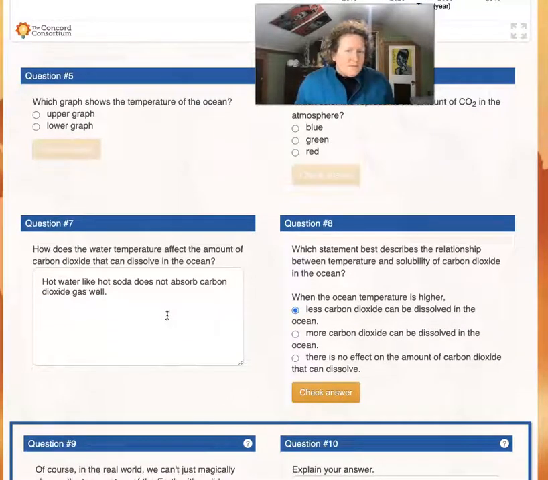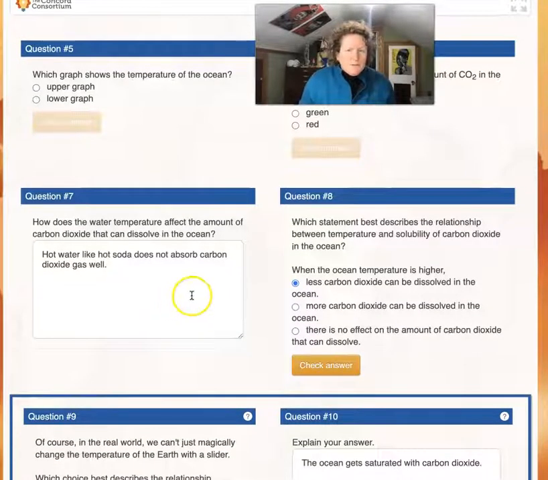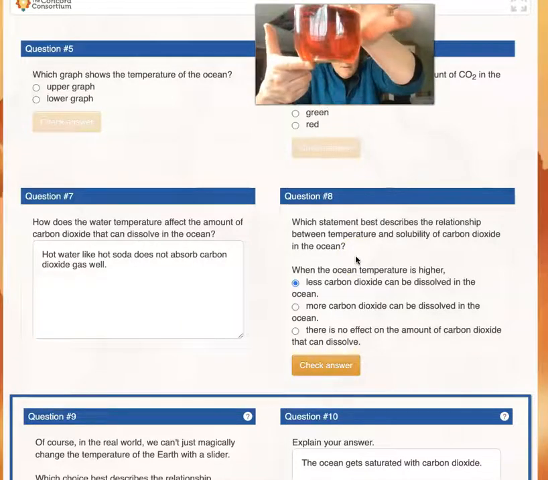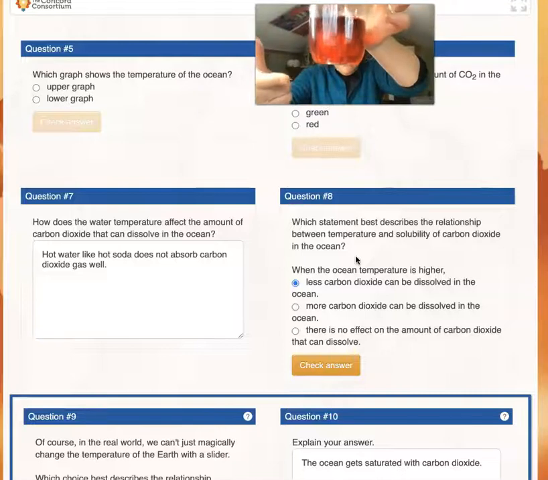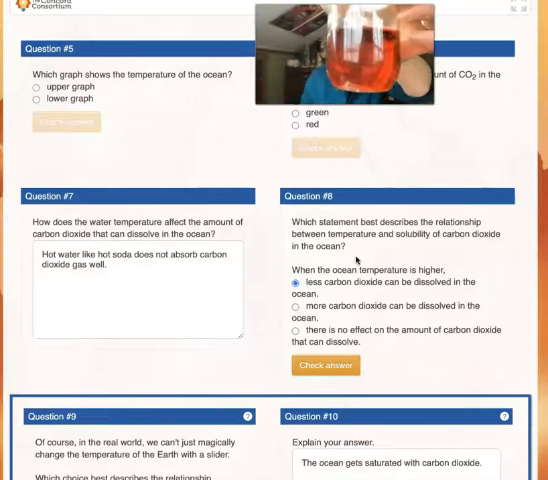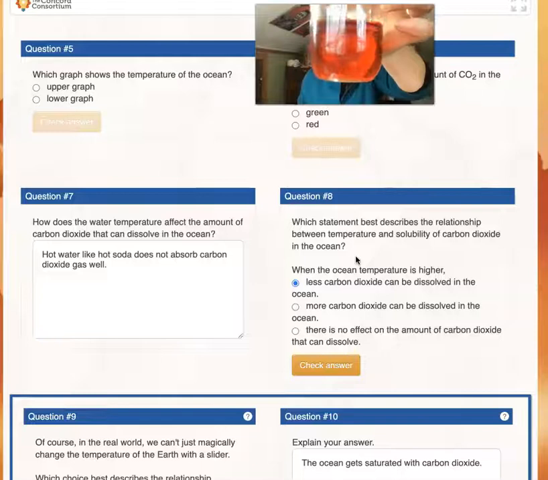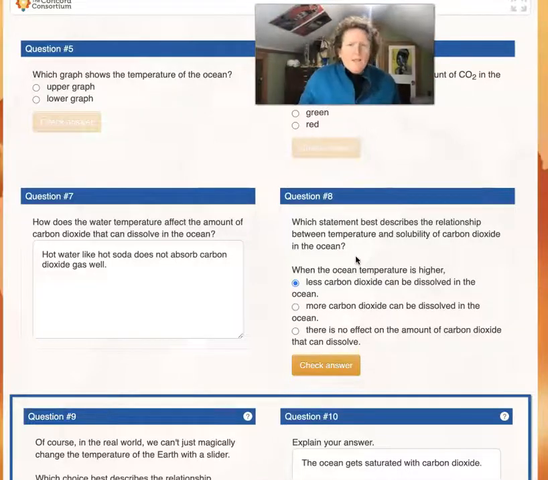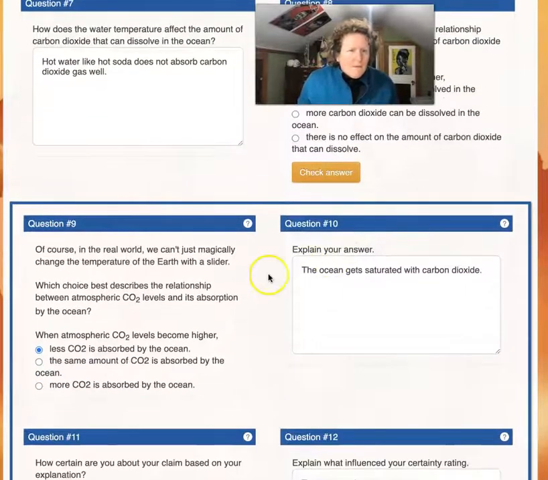Which statement best describes the relationship between temperature and solubility of carbon dioxide in the ocean? Like hot soda, the hot ocean is going to have less carbon dioxide dissolved in it. The carbon dioxide is going to bubble out of the ocean. It's not going to be dissolved anymore, and it's going to go into the atmosphere. Of course, in the real world, we can't just magically change the temperature of the Earth with a slider.